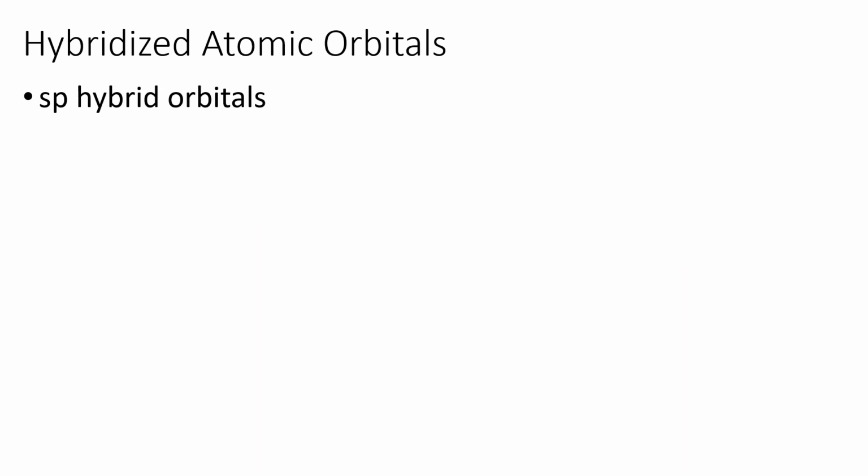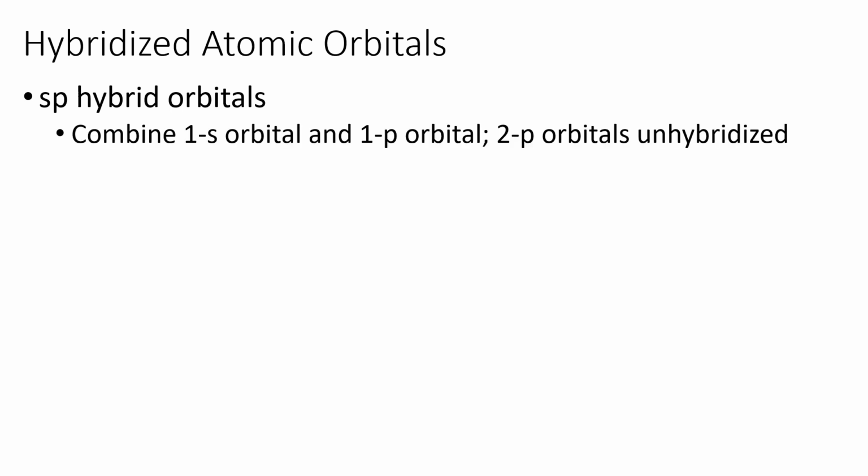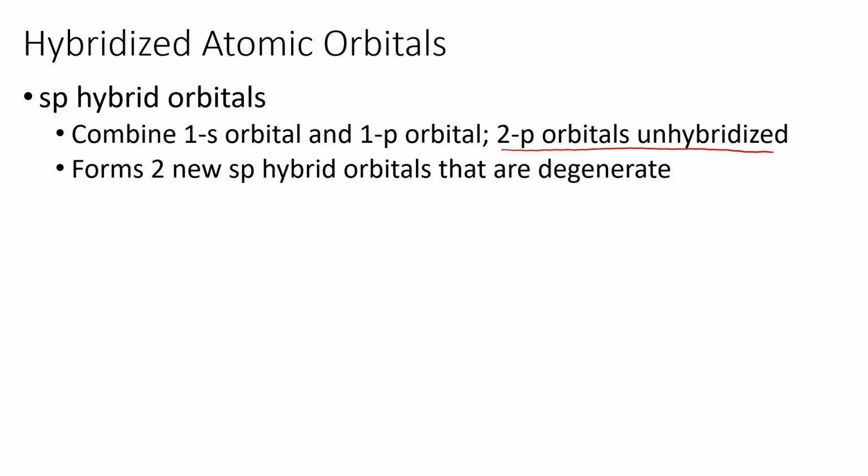The last type of hybridization that we're going to have is going to be our sp hybrid orbitals. We're going to combine one s orbital and one p orbital, and this time we're going to have two unhybridized p orbitals left over. So we're putting in two atomic orbitals. We're going to get out two new sp hybrid orbitals that are once again going to be degenerate in nature. With these ones, we're going to see a 50-50% s and p characteristic with our different orbitals.